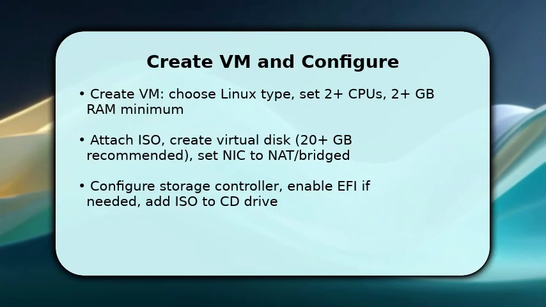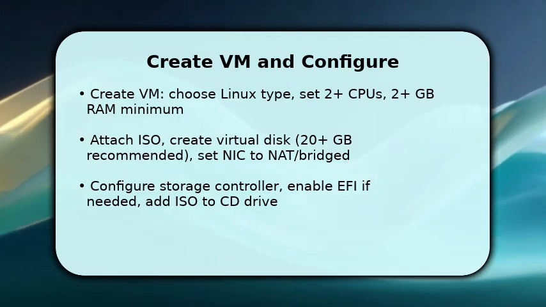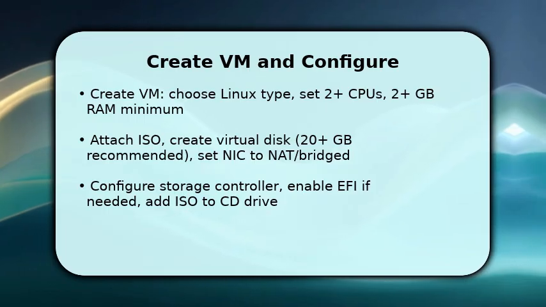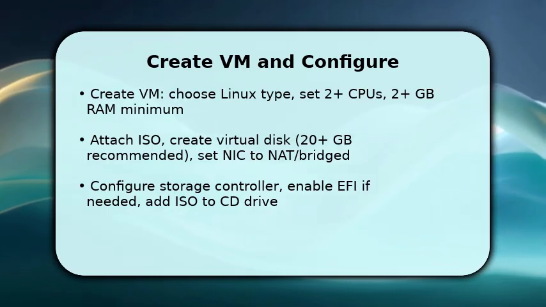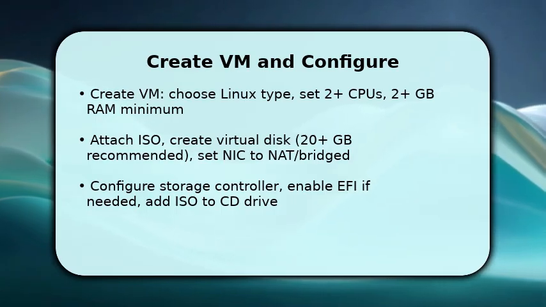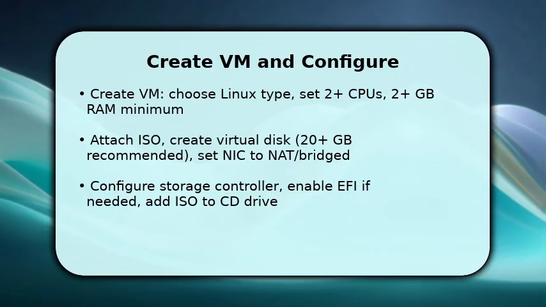Now create the virtual machine. Select the Linux distribution type so the hypervisor applies sensible defaults. Assign at least 2 CPUs and 2 GB of RAM or more for a smoother experience. Create a virtual disk, 20 GB or larger, using dynamically allocated storage for flexibility.